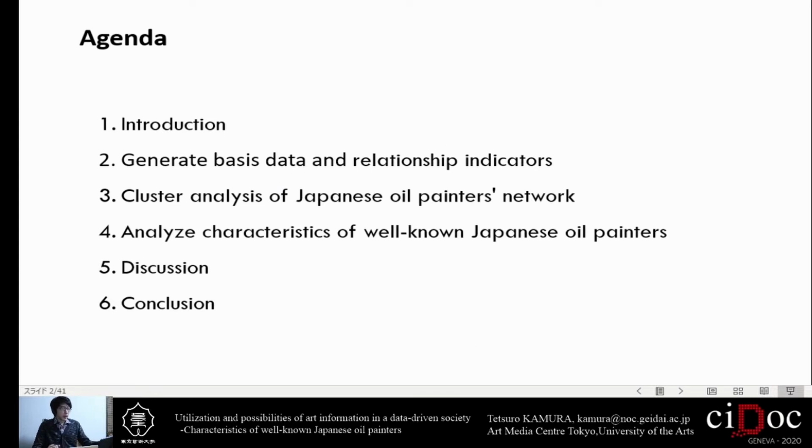Let me show you the outline of today's presentation. 1. Introduction. 2. Generate basis data and relationship indicators. 3. Cluster analysis of Japanese oil painters network. 4. Analyze characteristics of well-known Japanese oil painters. 5. Discussion. And 6. Conclusion.